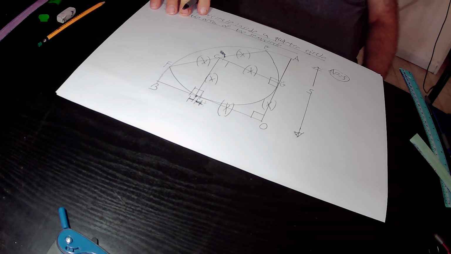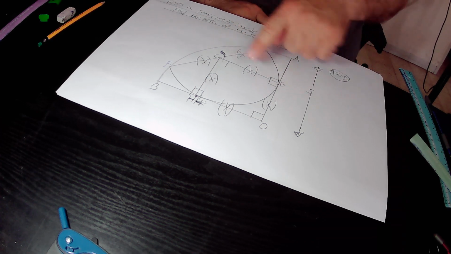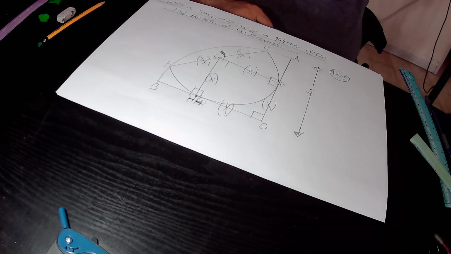So in the next step, we will join points O and C together by a straight line. Point O is the center of the quarter circle.